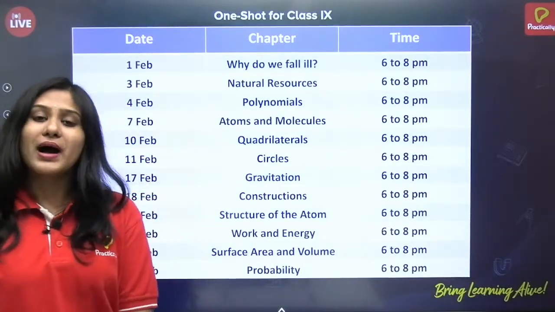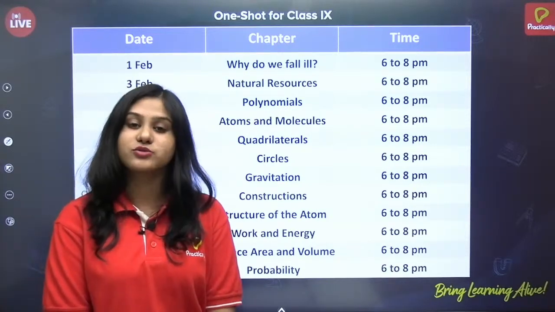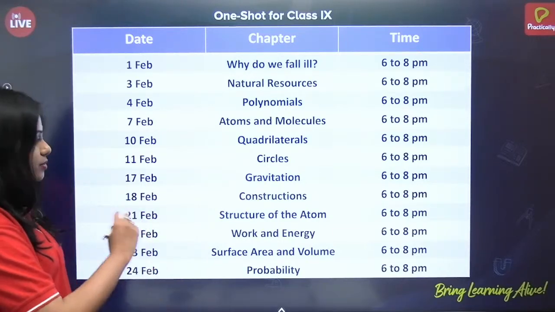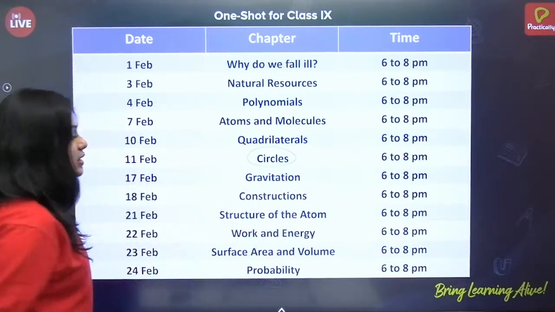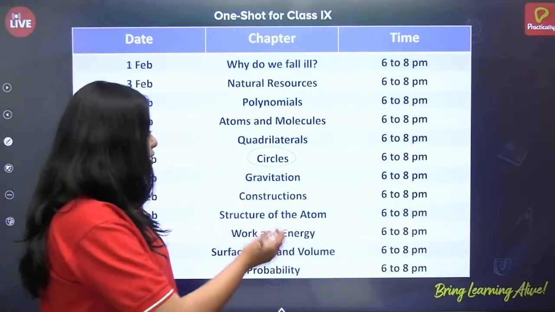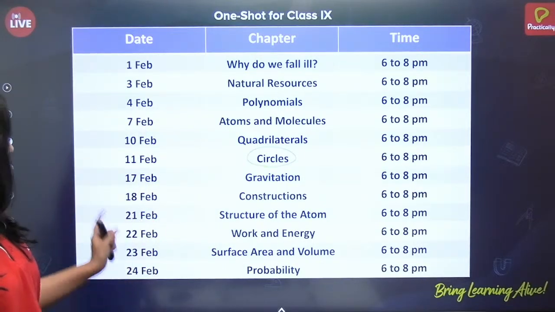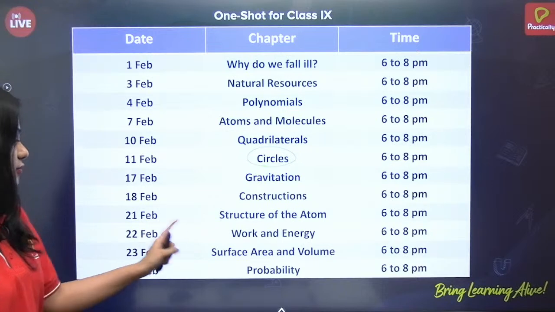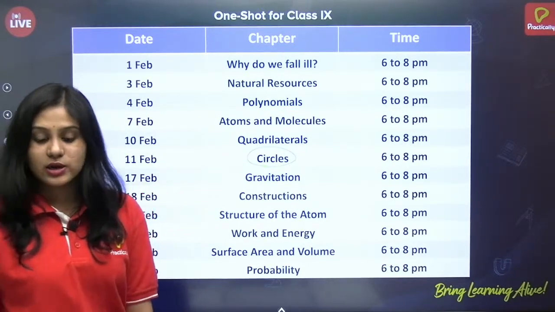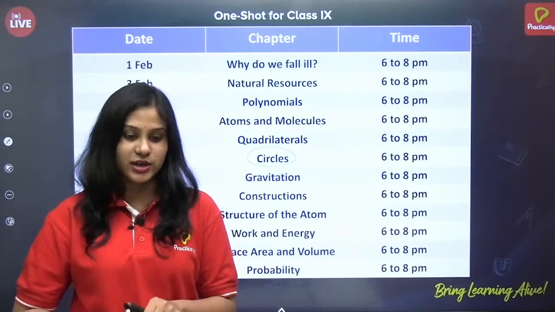So you must all be aware by now that the time slot for class 9 is from 6 p.m. to 8 p.m., correct? And these are the topics. Today is 11th February and we will be dealing with circles. Then on 17th February you will be having a session on gravitation physics. Then we have construction, structure of the atom, work and energy, surface area and volume, and the last session is probability.